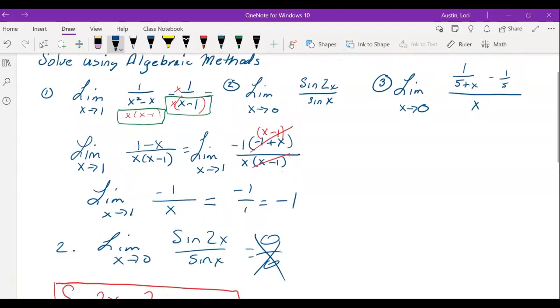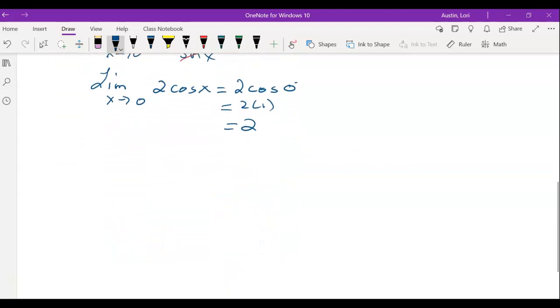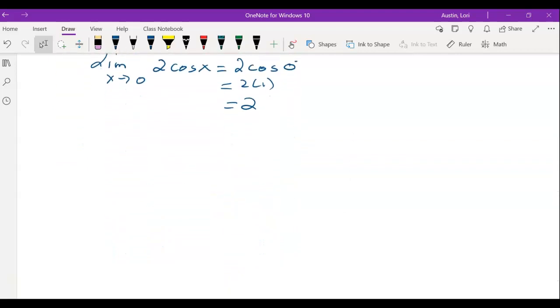The third problem. Number 5 plus x. You're going to have to remind me what it was. The third one. It was 1 over 5 plus x minus 1/5, all over x. Okay.